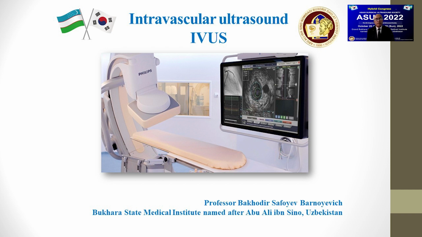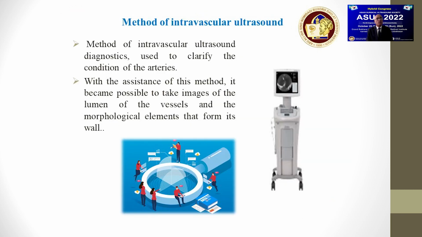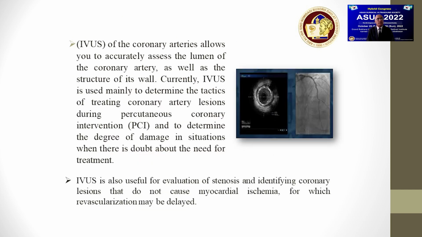The method of intravascular ultrasound diagnostics is used to clarify the condition of the arteries. With the assistance of this method, it became possible to take images of the lumen of the vessels and the morphological elements that form its wall. Intravascular ultrasonography of the coronary arteries allows you to accurately assess the lumen of the coronary artery, as well as the structure of its wall.